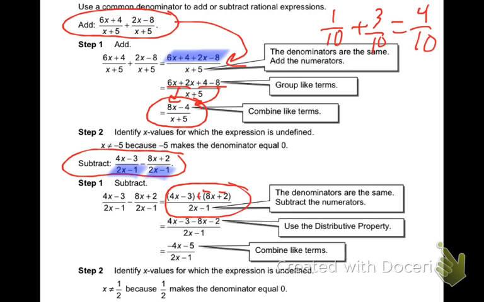Alright, so if you distribute the negative, you get 4x minus 3 minus 8x minus 2. And I'm going to combine like terms here. 4x minus 8x is negative 4x. Negative 3 minus 2 is negative 5. And I get negative 4x minus 5 all over 2x minus 1. And remember, I'm still going to state my extremes where the denominator cannot be 0. Okay, so remember the denominator cannot equal 0.